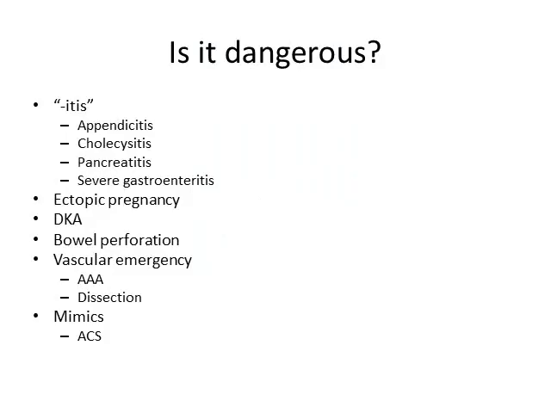So we ask ourselves, is it dangerous? Some of the most dangerous causes that have a higher prevalence are things listed in the itis group: appendicitis, cholecystitis, pancreatitis, even severe gastroenteritis, even though often not deadly up front, can cause metabolic derangements and severe hypovolemia. Ectopic pregnancy, diabetic ketoacidosis, bowel perforation, though less likely in general. Vascular emergencies, also less likely unless you have a very elderly patient. And mimics such as ACS. You might have that higher abdominal pain that is actually a cardiac event.